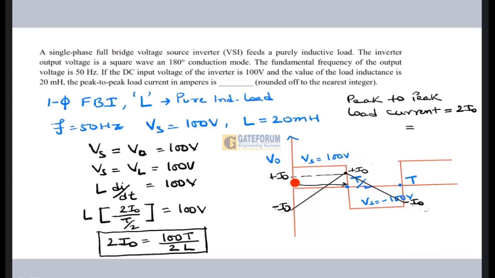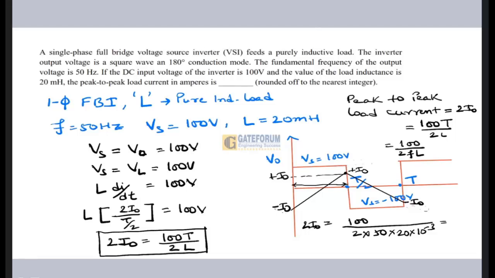So I can write it as 100 by 2 F L. You just put all the values. So 2 I naught will be 100 by 2, F is 50, L is 20 into 10 to the power minus 3. Now calculate it. So this part and this part will get cancelled, and 1000 upon 20 will be 50. So 50 ampere is the correct answer for this question.